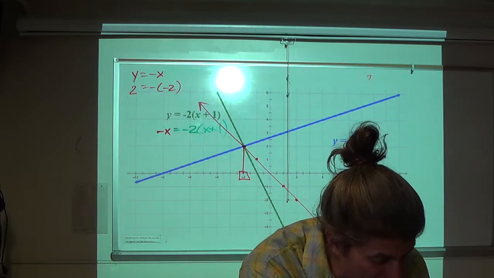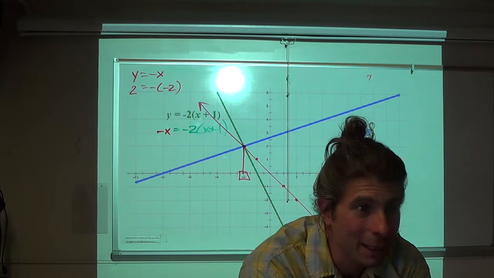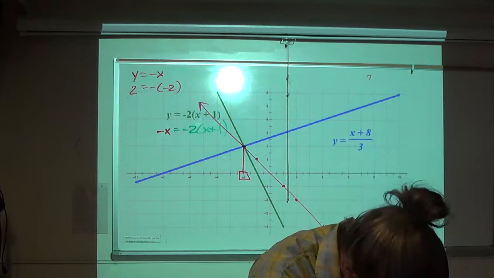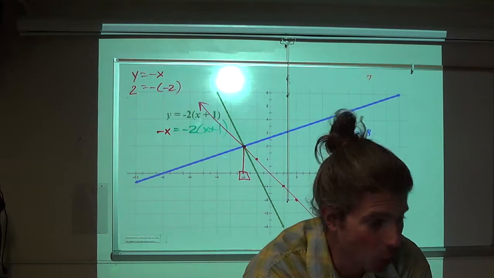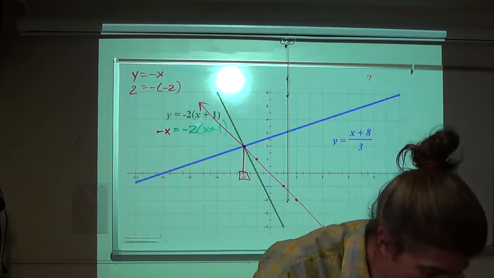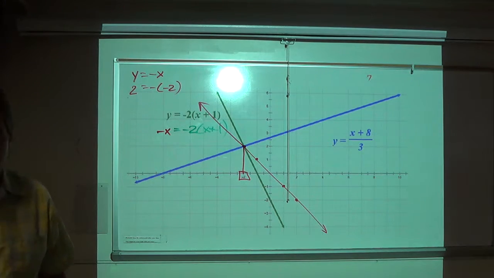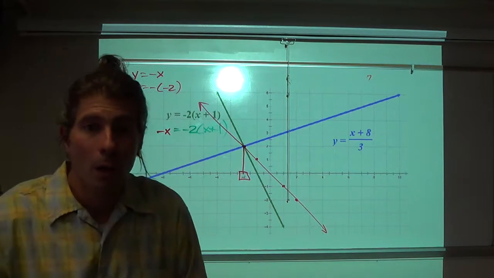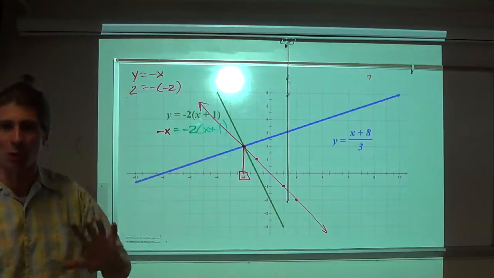This next one, x plus 8 over 3 equals negative 2 times the quantity x plus 1. x equals 4. And last but not least, bottom right corner, x equals negative 2. Do you want our equation boot camp from last class too? No, that was just practice. Put that in your notes if you guys are keeping notes.